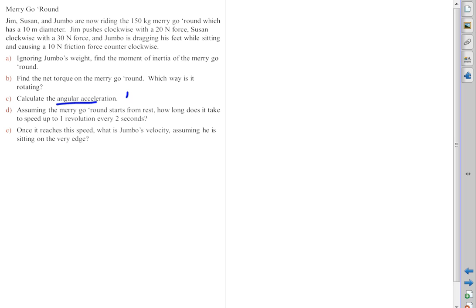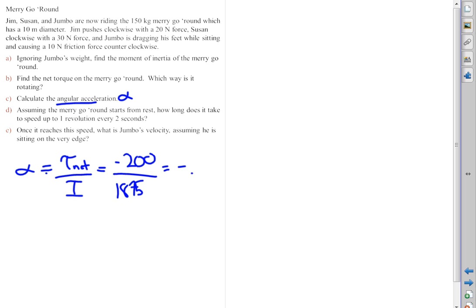Part C. Calculate the angular acceleration alpha. All right, well, Newton's second law of rotation yet again gives us this nice formula, net torque divided by moment of inertia, which happens to be, yet again, the first two items that we were asked to find in parts A and B. So we do that division, and it turns out to be negative 0.107 radians per second squared.